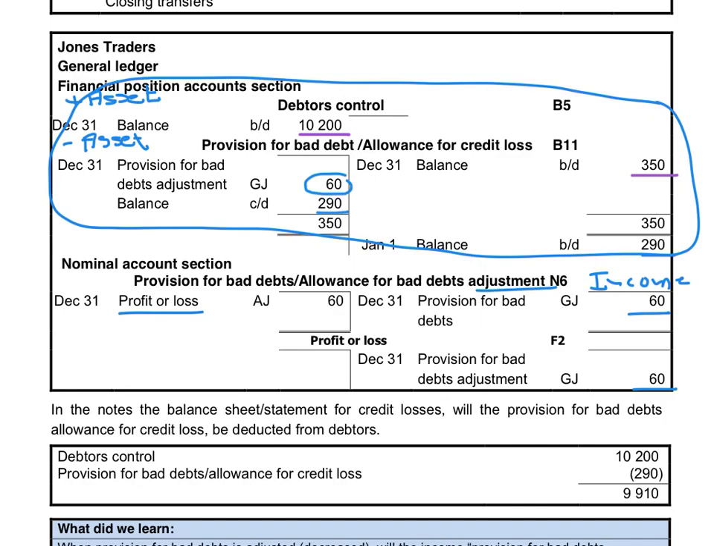We open a separate account for the provision for bad debts because we don't know exactly who will not pay their accounts in the future, but we provide for it that some people will not give us the money. And therefore, the provision for bad debts will always have a credit balance, because in the balance sheet, we will show that the debtors have a balance of 10,200 minus the provision for bad debts of 290, and that will give us the amount that we expect to receive from debtors in the future.